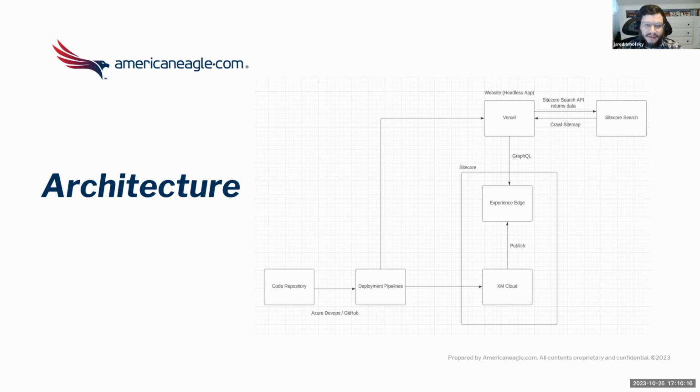It crawls sitemaps, and then you can use their API or their SDK, which uses their API, to get data. And again, I'm not really going into detail about Sitecore Search in this presentation because the group did a good job on it, but it's just something I want to mention.